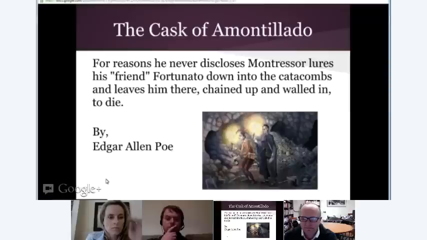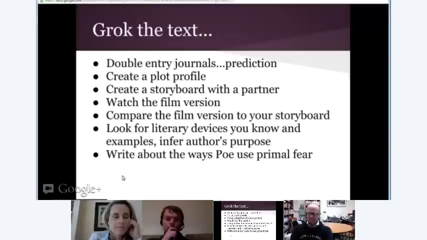So Cask of Amontillado, of course, is a Poe story. For reasons he never discloses, Montresor lures his friend down into the catacombs and leaves him there, chains him up, and walls him in to die. It's very dark, very ironic, a lot of dramatic irony, that kind of thing. So we had to understand this text really well.